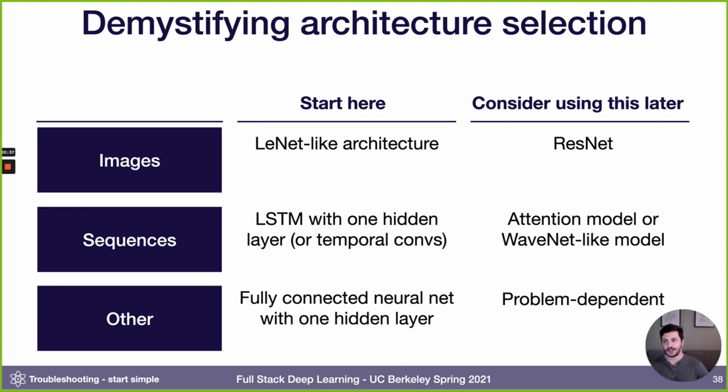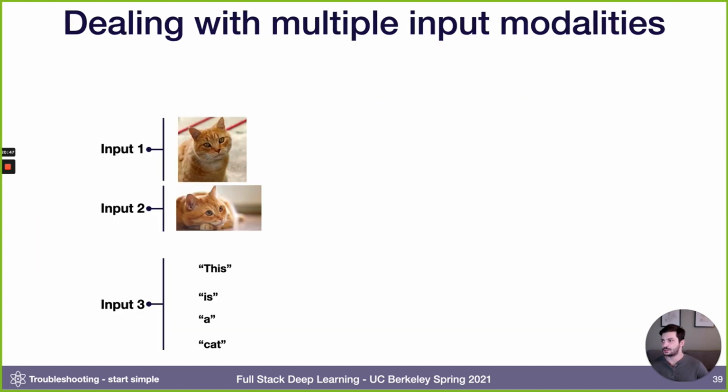Okay, so you might say, well, this makes sense if I have just a single type of data as input. But what if, in the real world, oftentimes we have multimodal data? So how should you think about dealing with multiple input modalities? Say that you have a model that is taking one or more images as input, as well as a sentence, and is trying to classify whether that sentence accurately describes the images.